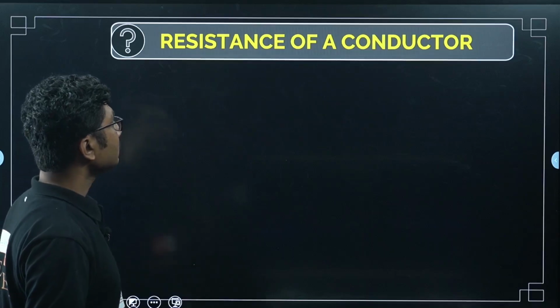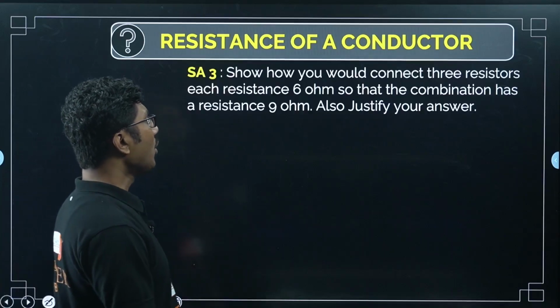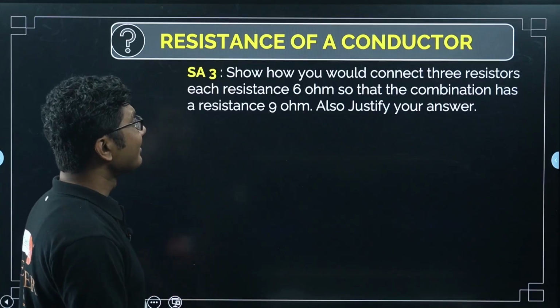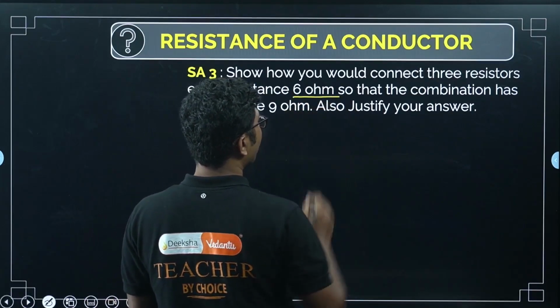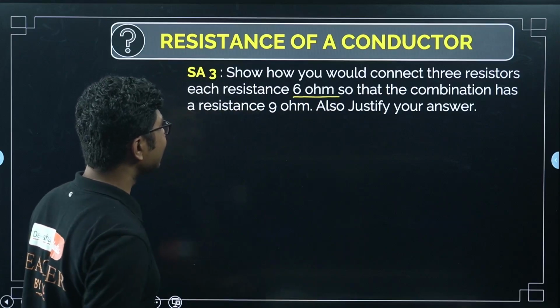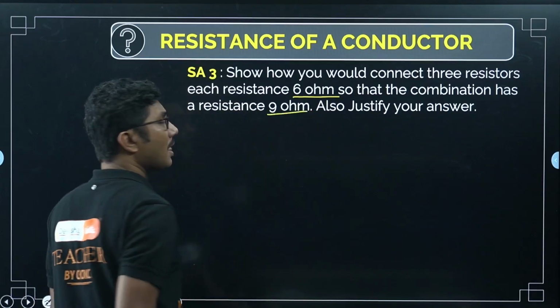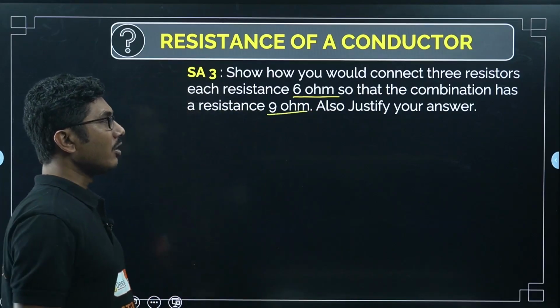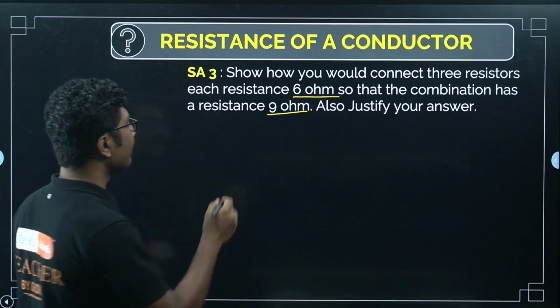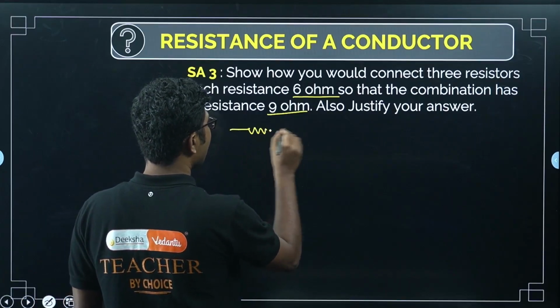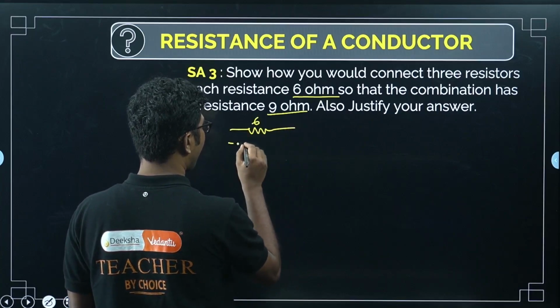Now the next question: show how you would connect 3 resistors, each of resistance 6 ohm, so that the combination has a resistance of 9 ohm. Very interesting question. Also justify your answer. So remember what you have been given: three 6 ohm resistances.